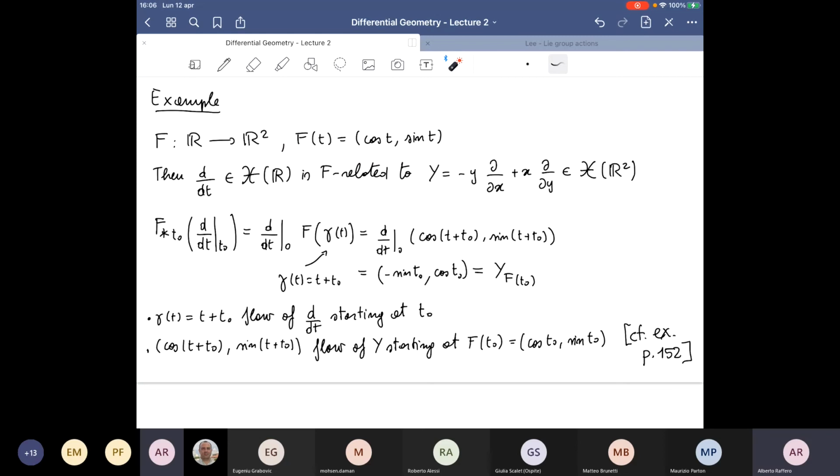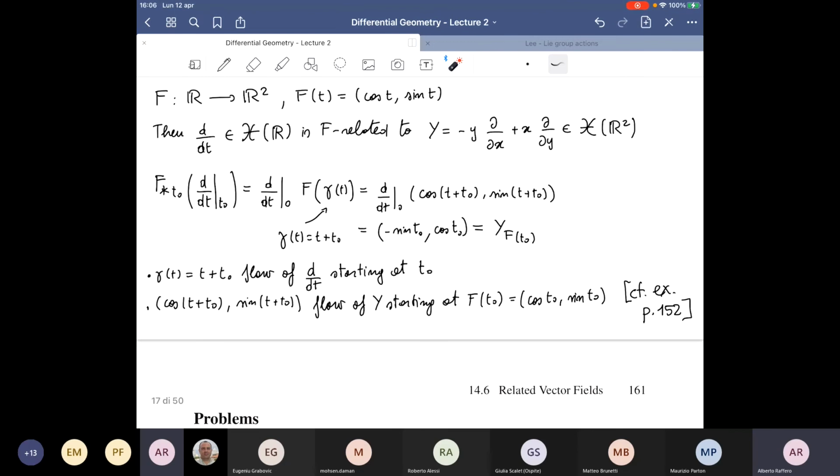And what is going on is that the vector field on R given by d/dt, so the global vector field you have on R, is f-related to the vector field y on R² that we were considering. And it is related by means of this function, which, if you remember, was the integral curve of the vector field y on R².